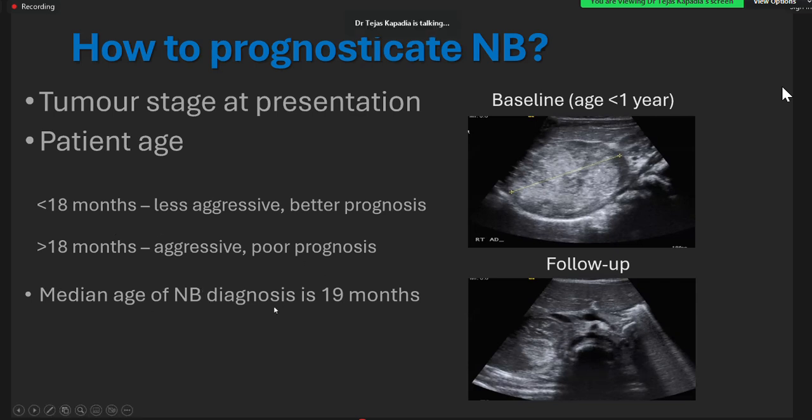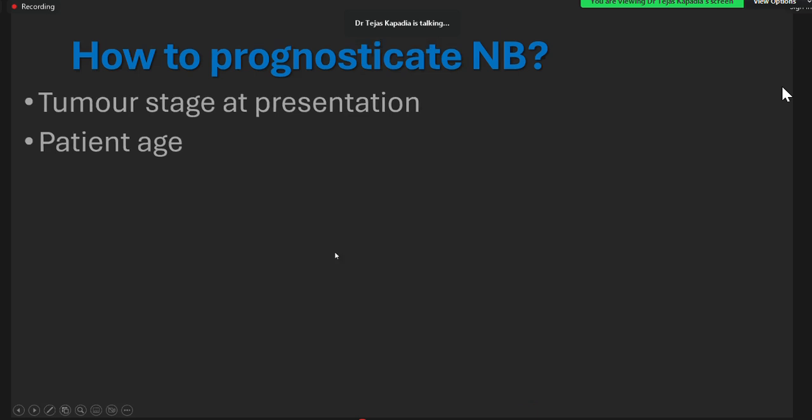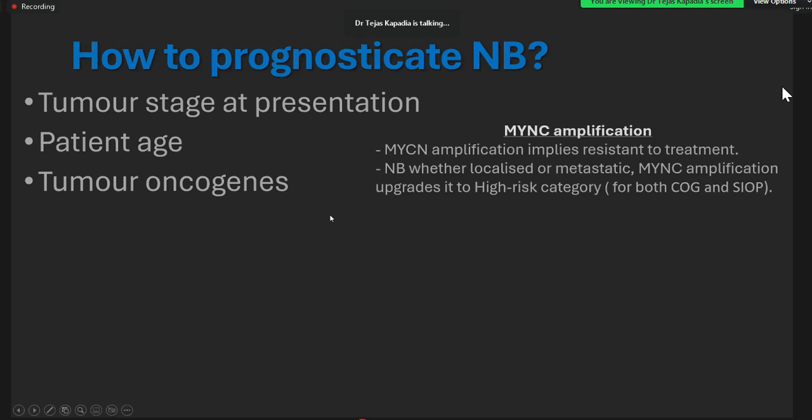But keep in mind that the median age for presentation is 19 months, so it's almost at the borderline of the prognostic category. The tumor oncogenes that we should be aware of are the MYCN amplification. Now, at presentation, when we're looking at the first scan, this is not very important because we might not know the status. Of course, they are not biopsied by then.